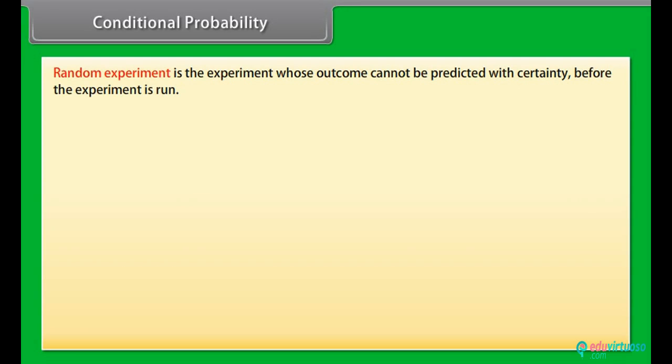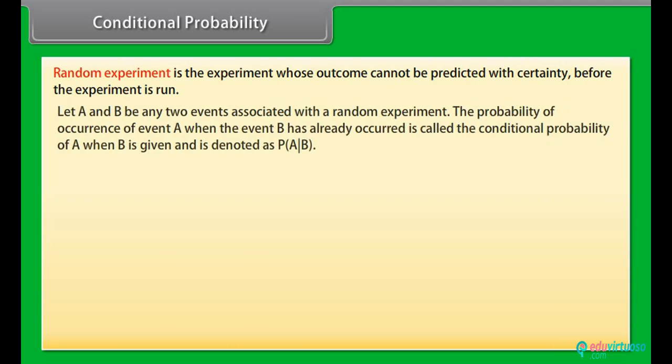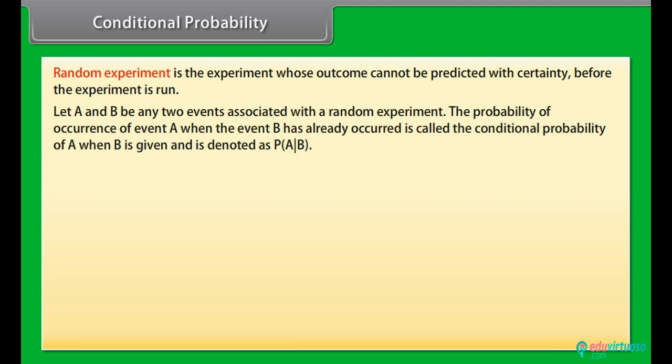Conditional probability. Random experiment is the experiment whose outcome cannot be predicted with certainty before the experiment is run. Let A and B be any two events associated with a random experiment. The probability of occurrence of event A when the event B has already occurred is called the conditional probability of A when B is given and is denoted as P(A|B).